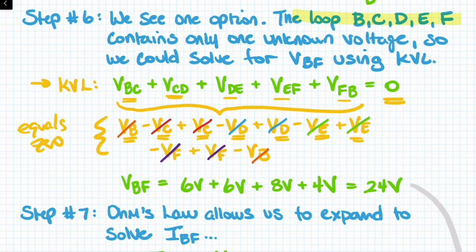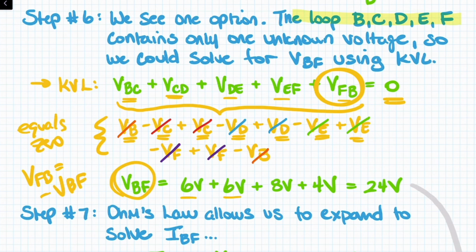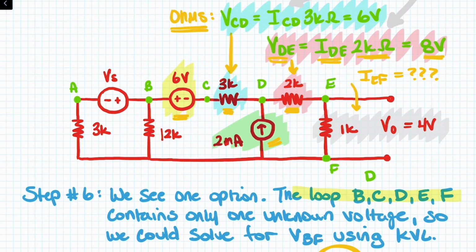So we plug in the values that we know. We isolate the only value that we don't know, which is VFB or VBF. I flip the direction of the subscripts going from the top to the bottom. So we know that VFB is equal to negative VBF. So making that flip, what we see is that VBF is equal to 6 plus 6 plus 8 plus 4, or 24 volts. So all these elements right here, their voltages together give us 24 volts.